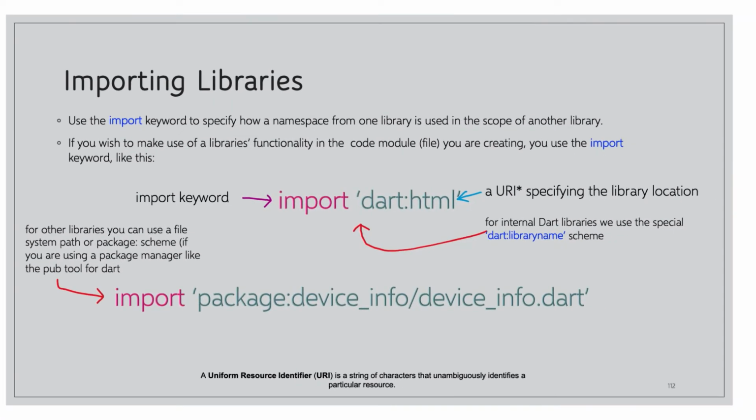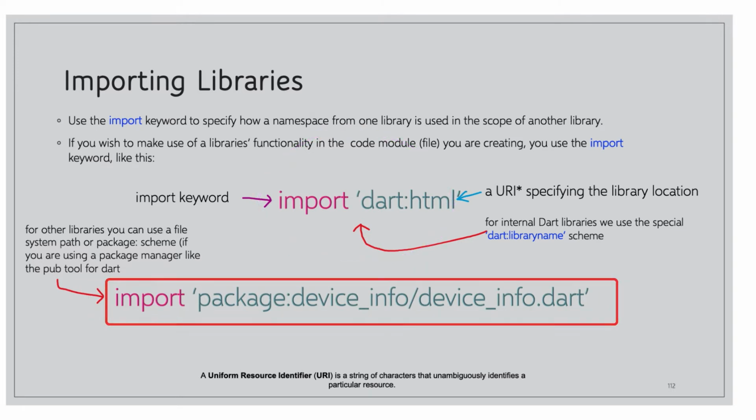Use the import keyword to specify how a namespace from one library is used in the scope of another library. If you wish to make use of a library's functionality in the code module or file that you are creating, you use the import keyword. Here is an example. Import, and in quotes, dart:html. For internal Dart libraries, we use the special dart: library name scheme.